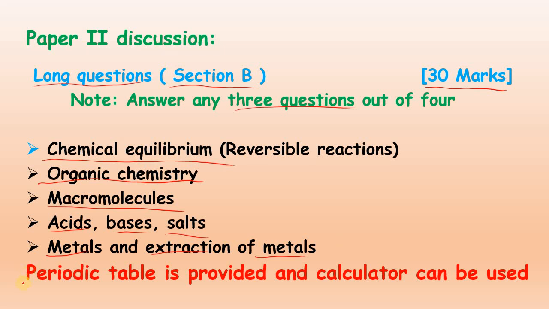Now look at here, the periodic table is provided. A periodic table will be provided at the end of the paper, and you can use the calculator also, right? So this is the complete picture of paper 2 section A and section B.